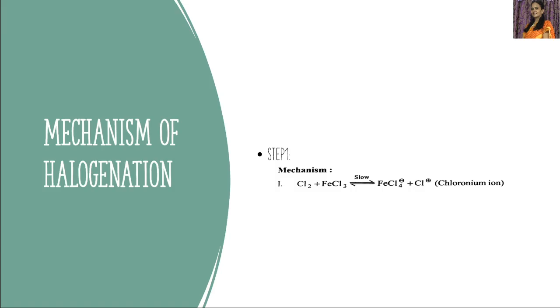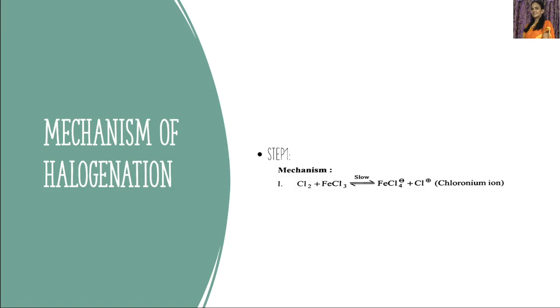In this first step is generation of an electrophile. Step 1, generation of an electrophile. So chlorine reacts with FeCl3. This FeCl3 is a Lewis acid, we said. That is, it has the capacity to accept a pair of electrons. From this Cl-Cl, that is the chlorine molecule, it abstracts a Cl minus, forming a bond with FeCl3 to form FeCl4 minus, and a Cl plus ion is generated.